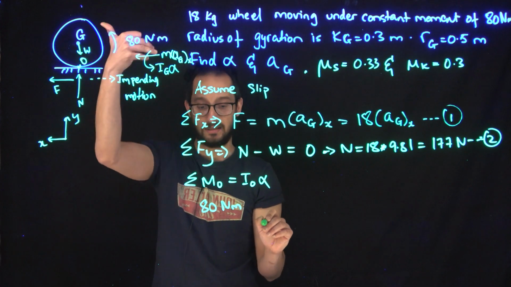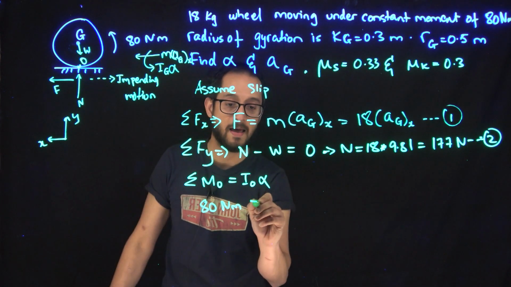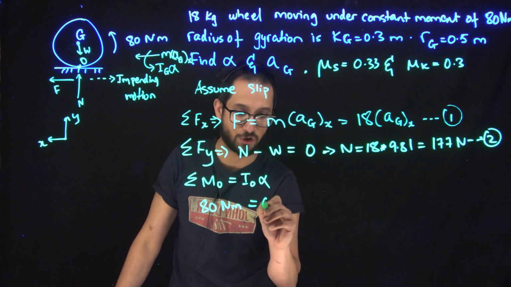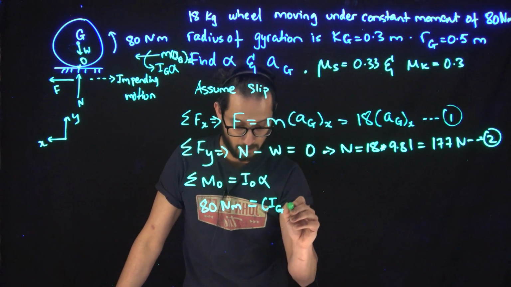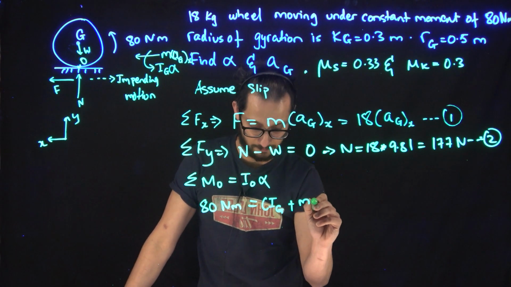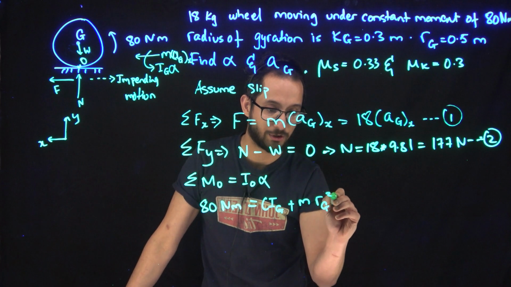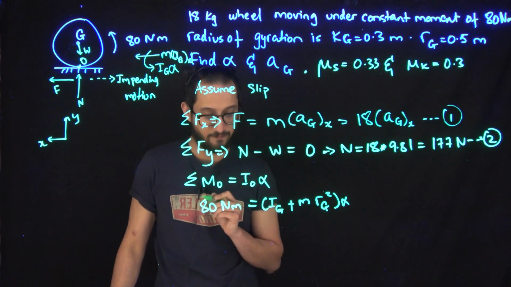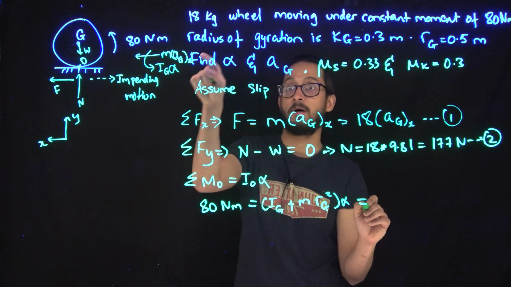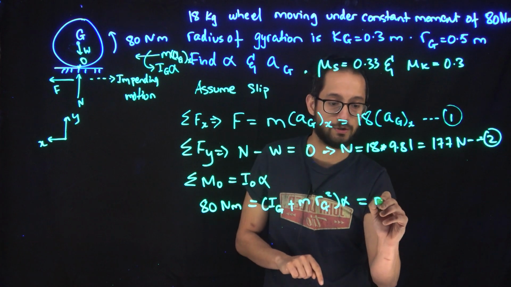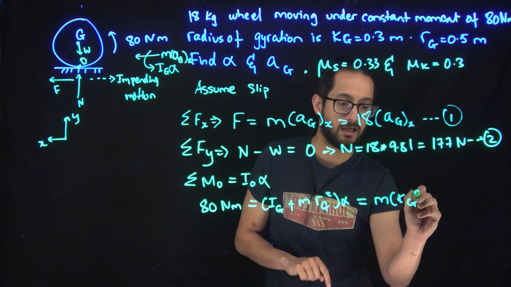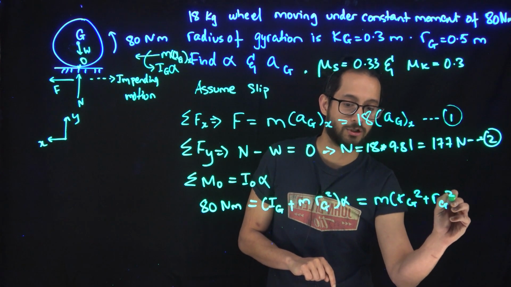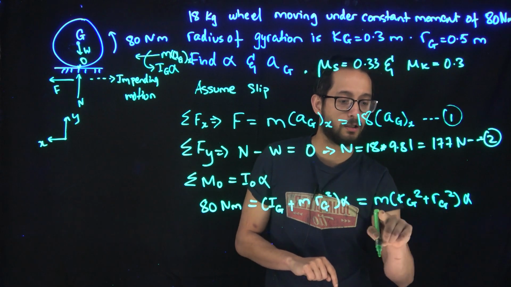So the only moment being applied right now is this 80 Newton meter moment, right? Let's just say that is positive, and that's equal to I_O times alpha, which is equal to I_G plus m times r_G squared, times alpha. And I_G, I know the radius of gyration, so that's equal to m times k_G squared plus r_G squared, times alpha.